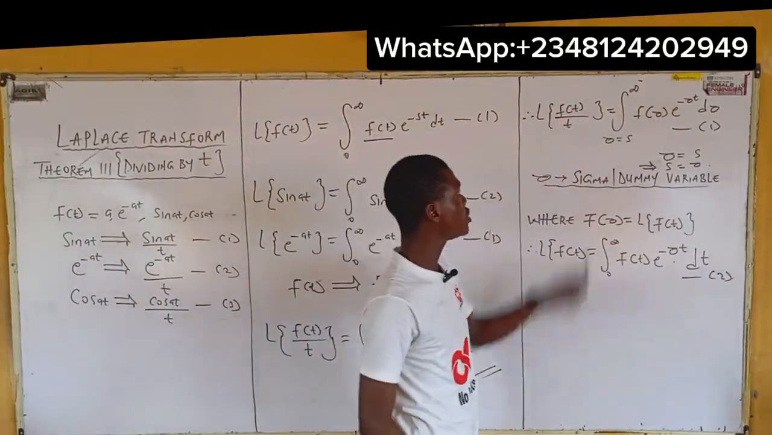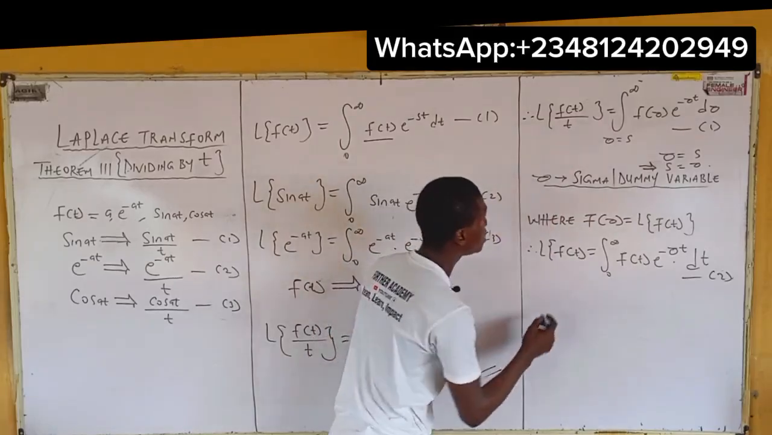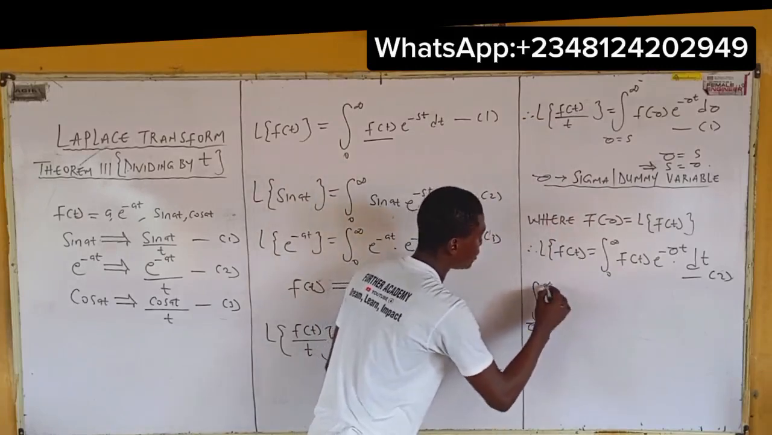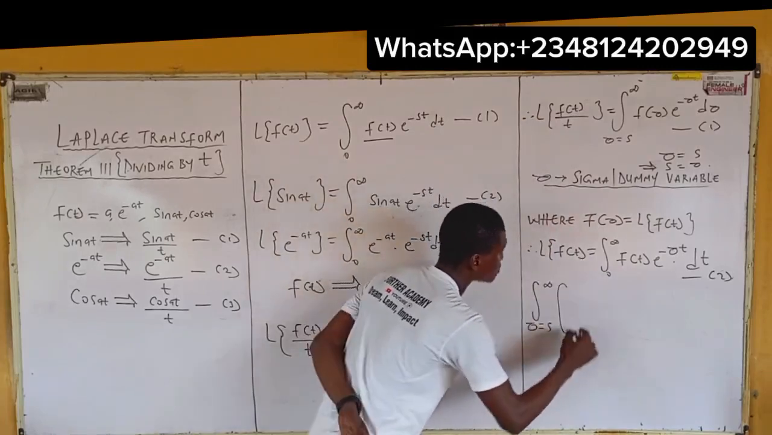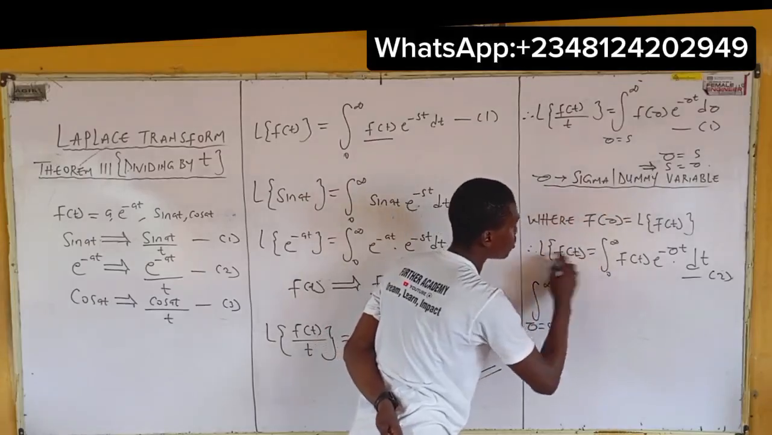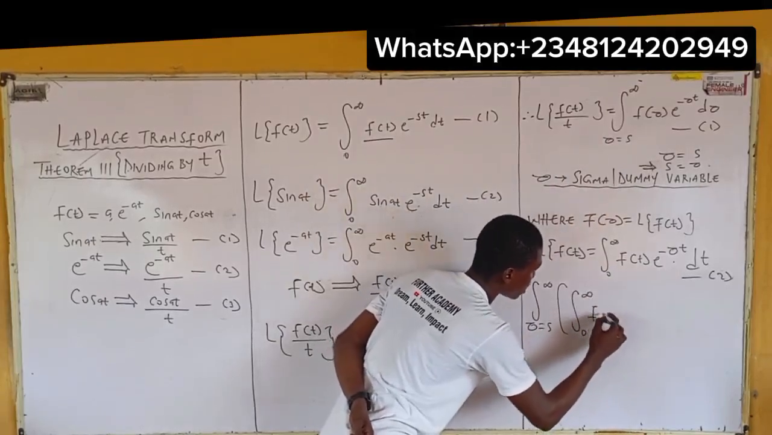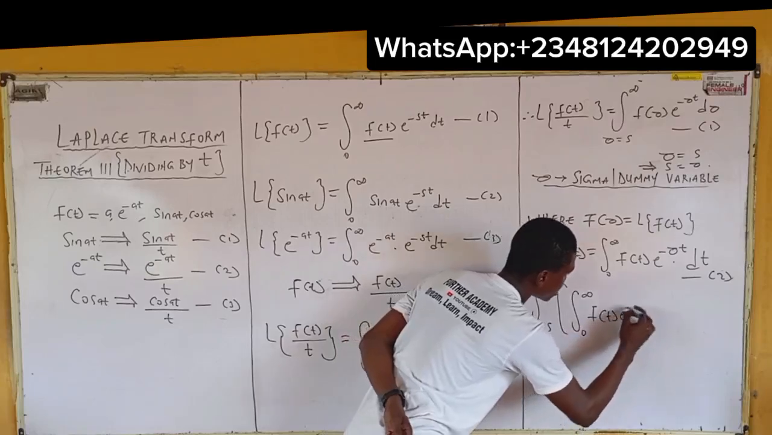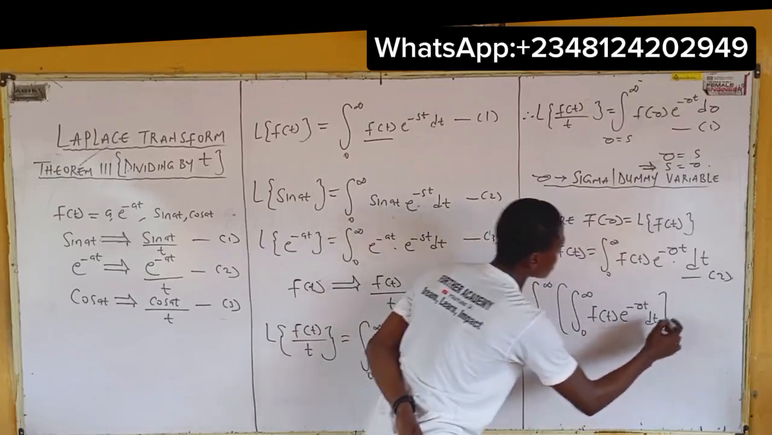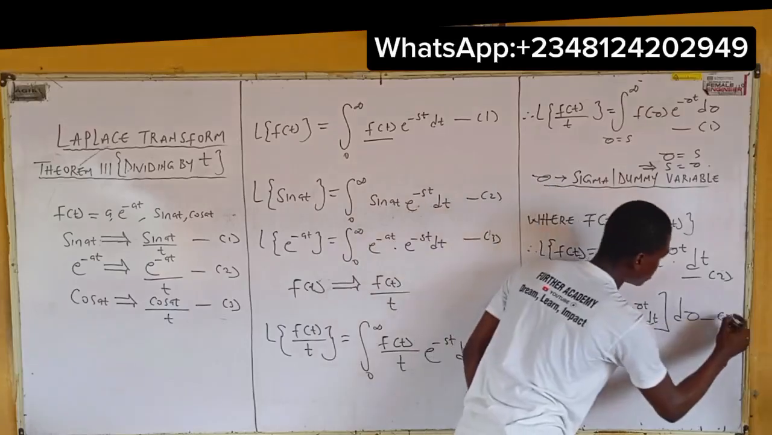Substituting equation 2 into equation 1, meaning the Laplace transform of f of t over t becomes the integral as sigma equals x to infinity. Substitute your f of sigma, which is this. You then have integral from 0 to infinity f of t exponential negative sigma t dt, close your bracket, multiply by d sigma. Say this is equation 3.